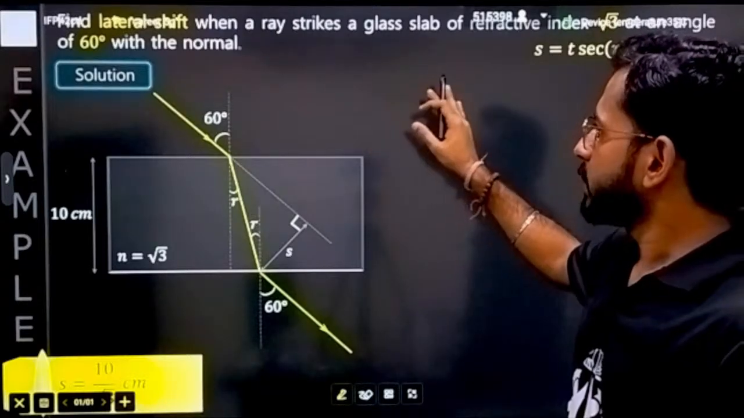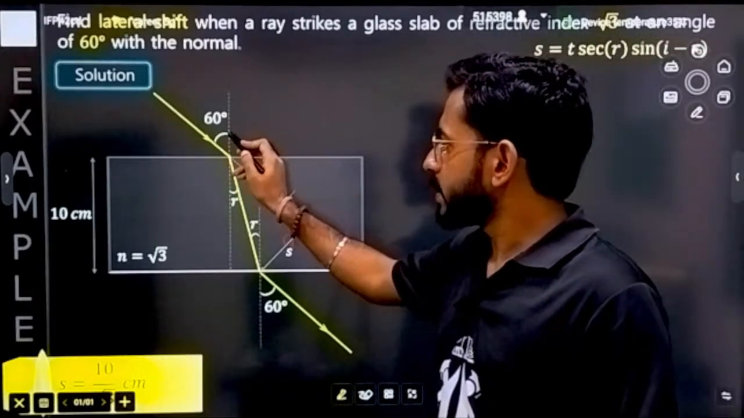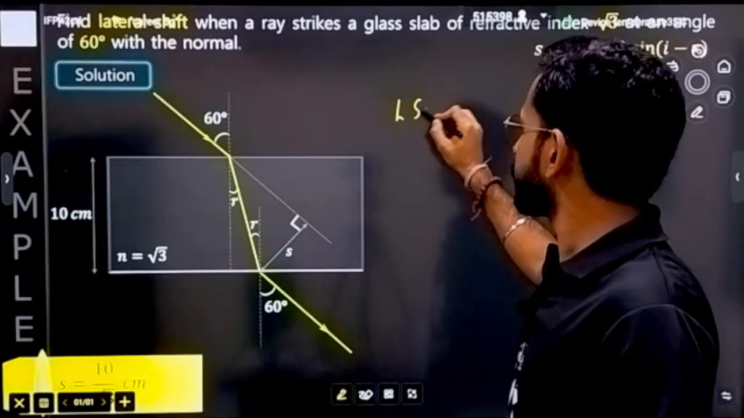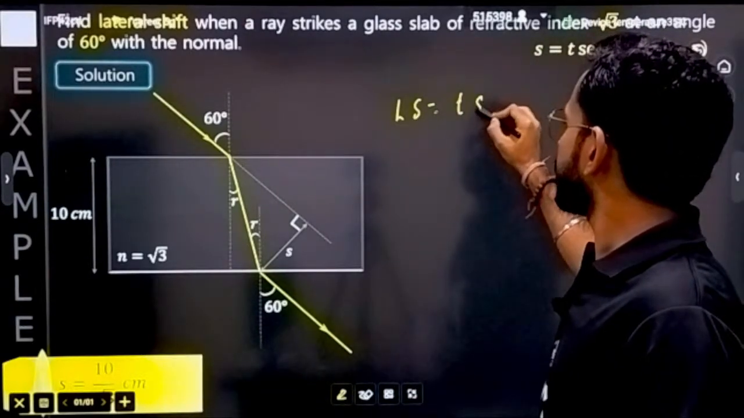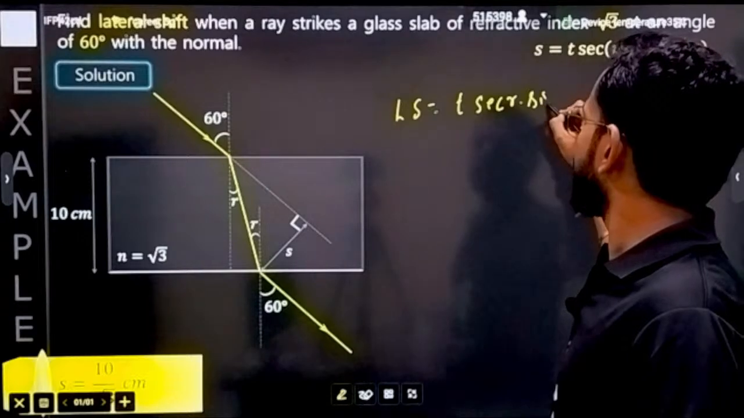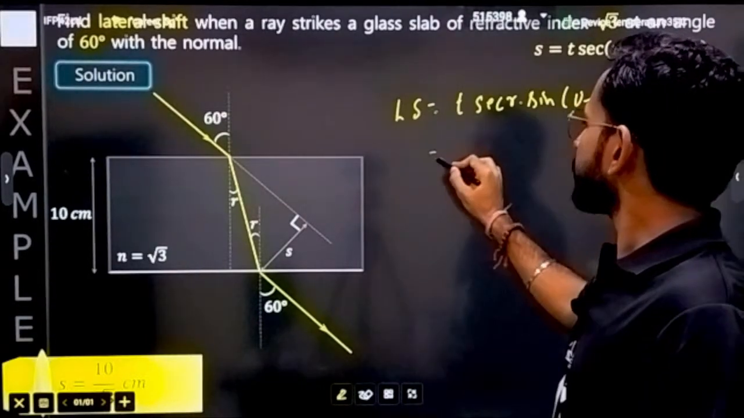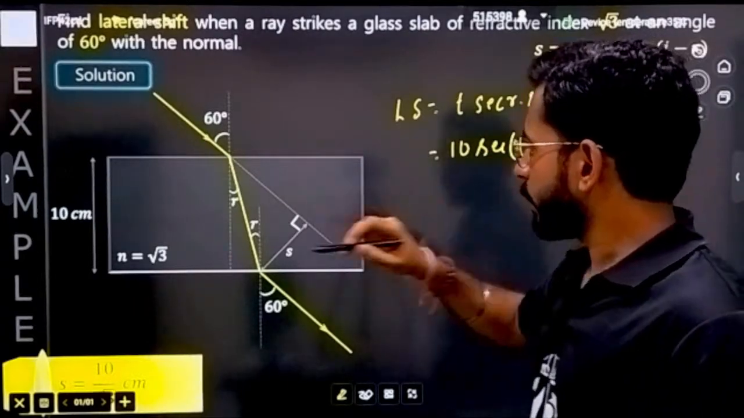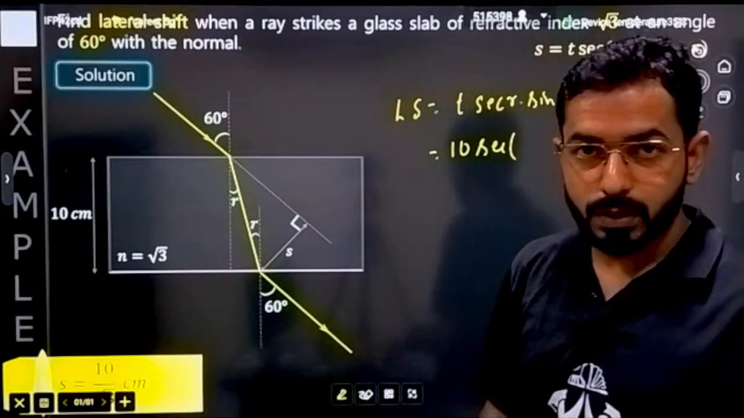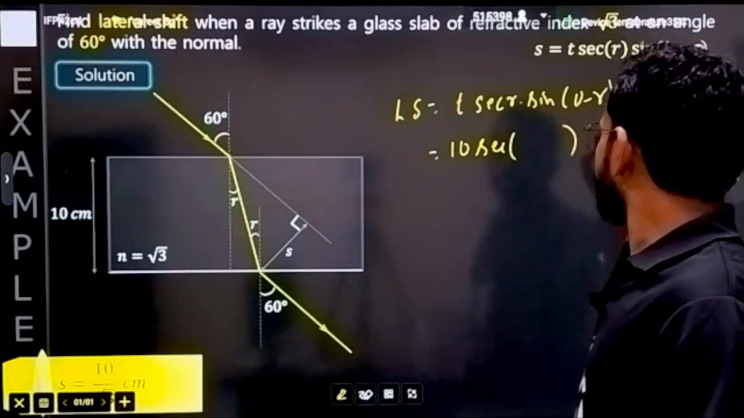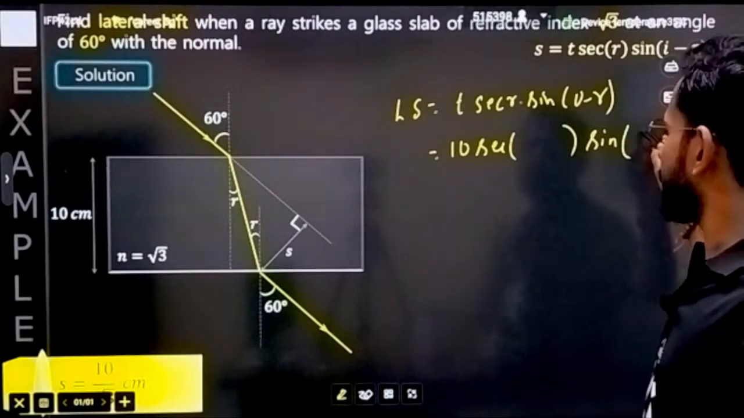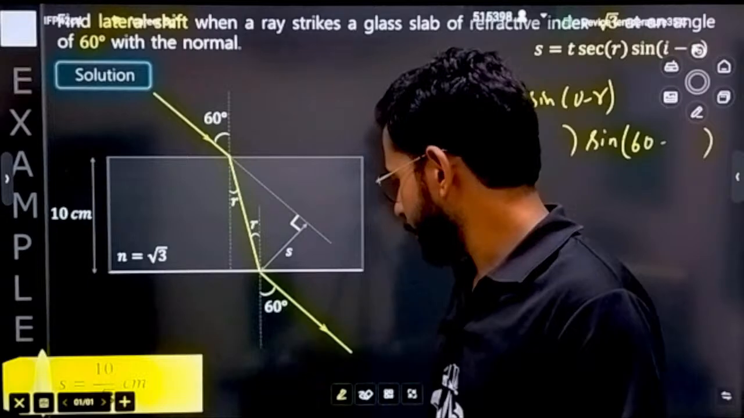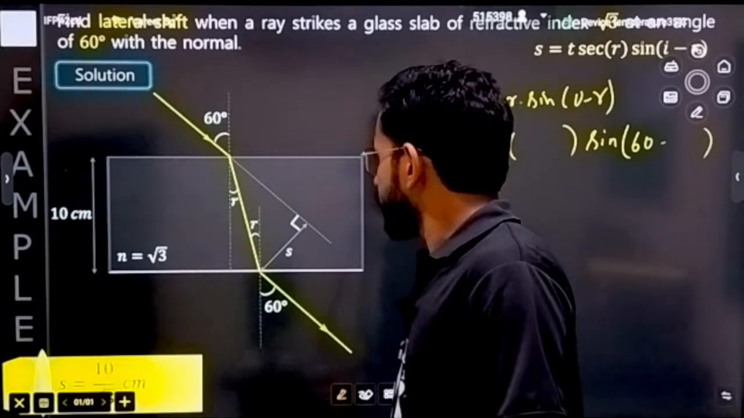So the question is, find the lateral shift. The angle of incidence is given as 60 degrees. What is the formula of lateral shift, students? It equals T sec of R into sine of I minus R. What is the thickness? 10 sec of R. Now what is the value of R? It is not given, so we have to calculate it, and multiply by sine of 60 minus R. Without calculating R, you cannot proceed with this question. So calculate R.